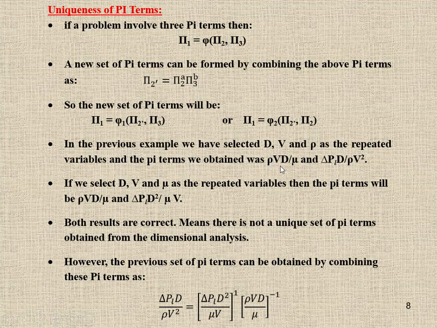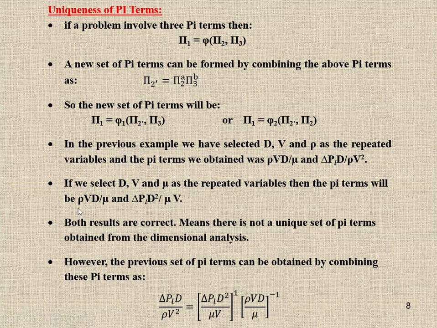But let's see, if we selected d, v and mu as the repeated variables, then the pi terms will be rho v d over mu, and delta p d squared over mu v. See the difference? Here delta p, d, here delta p over rho v squared, here rho v squared, here mu v.